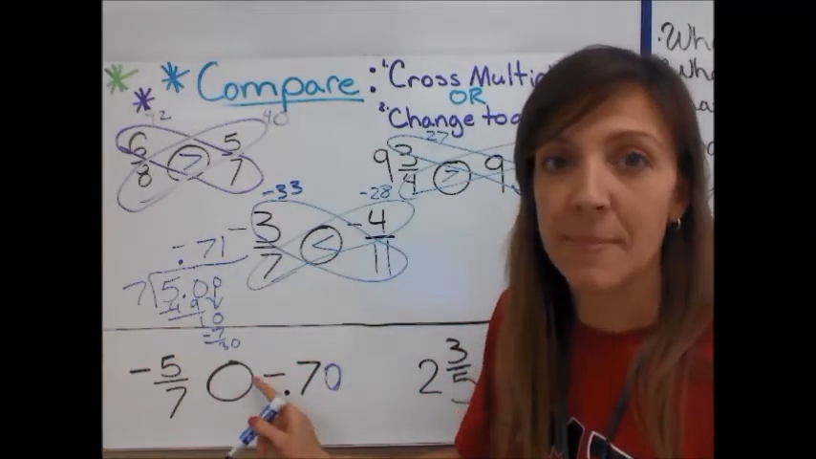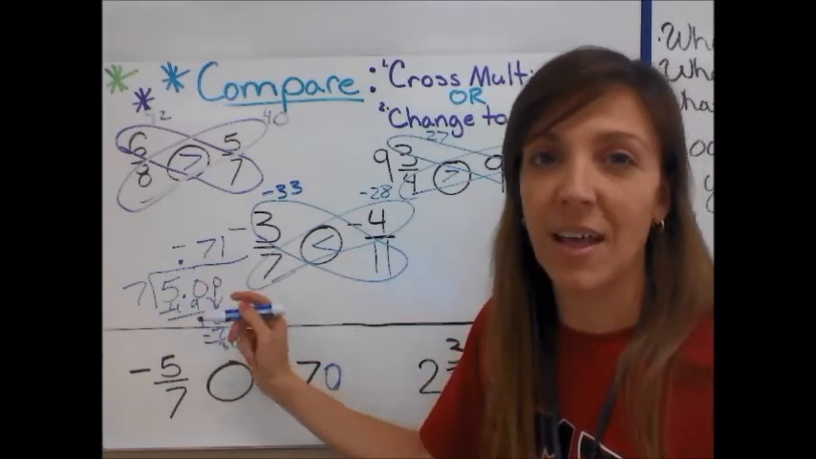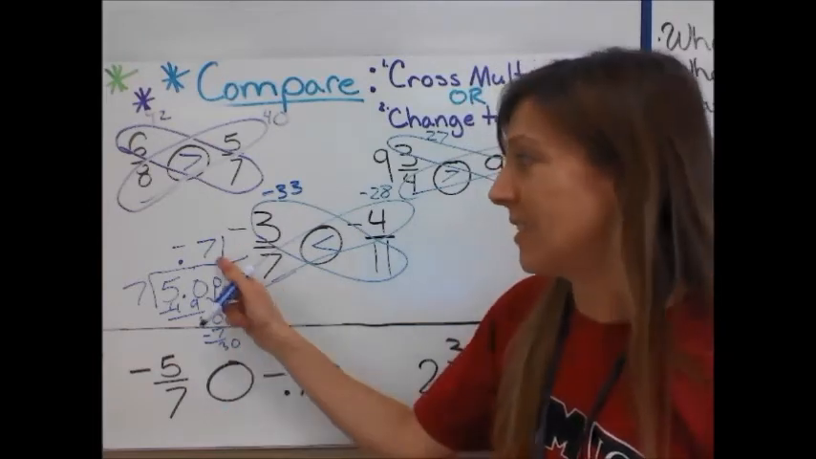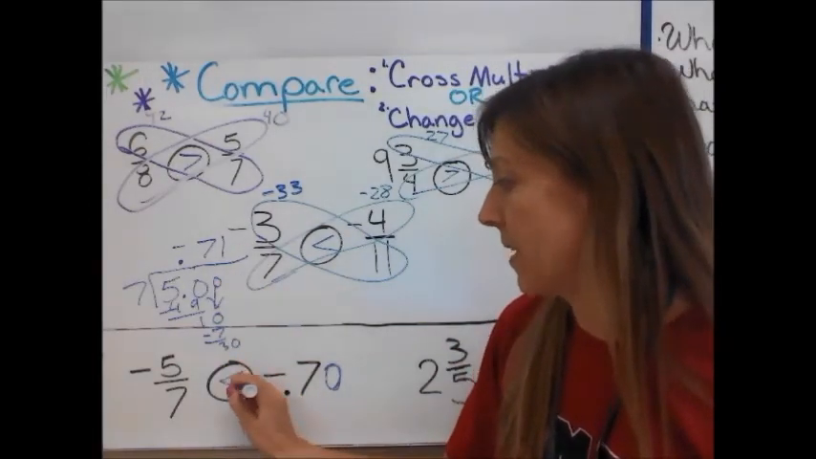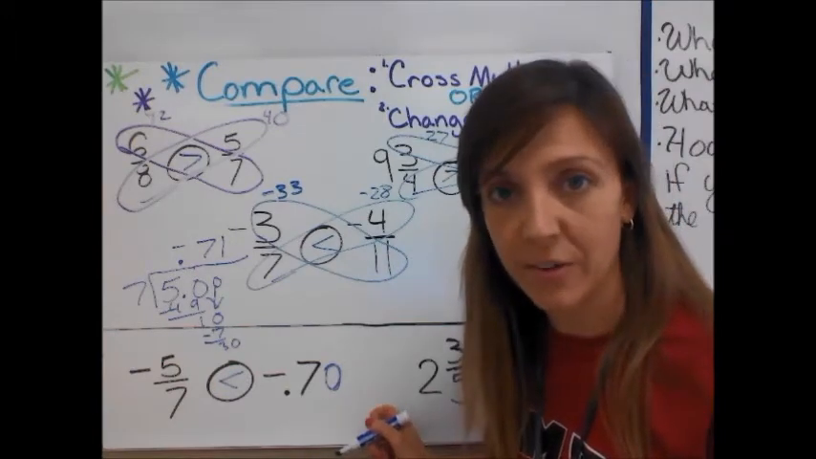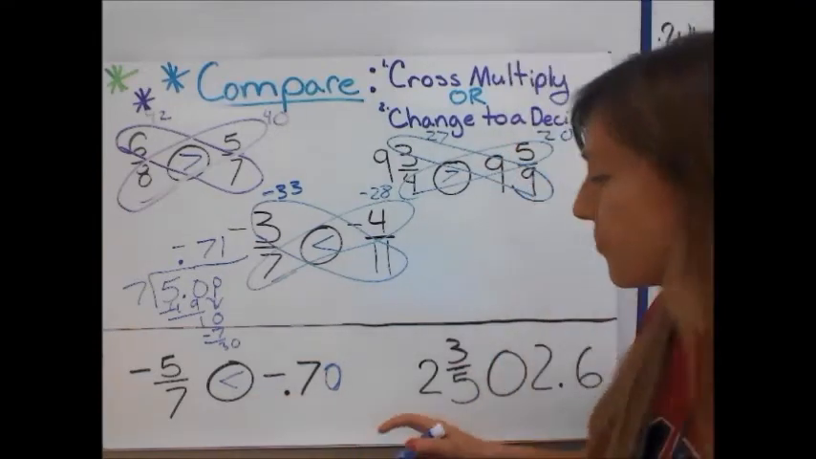Which one am I owing more? I owe more here. I owe 71 cents. So that's more negative. It's more to the left on a number line. So then this is my smaller number. Negative 7/10 is closer to 0. This is my larger number. I put the less sign in here.